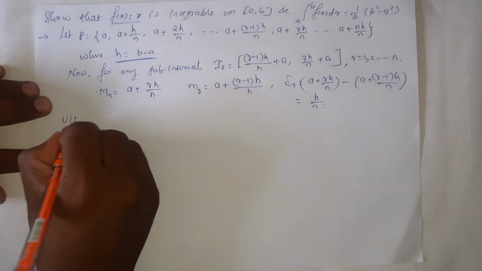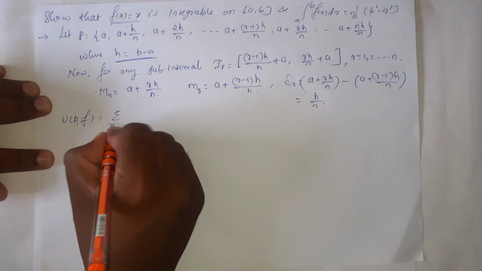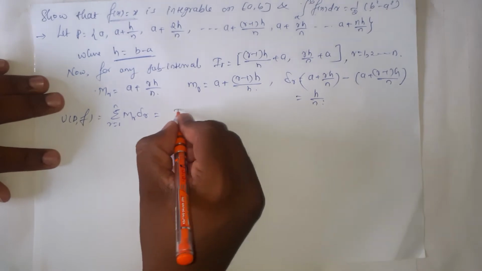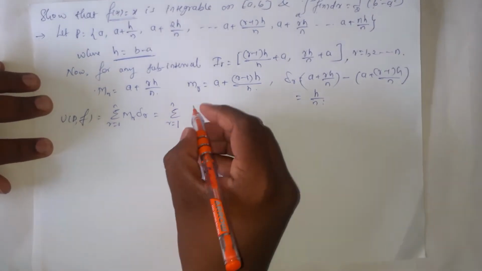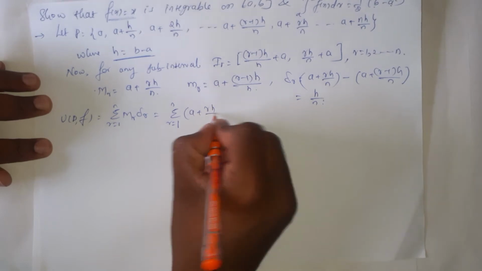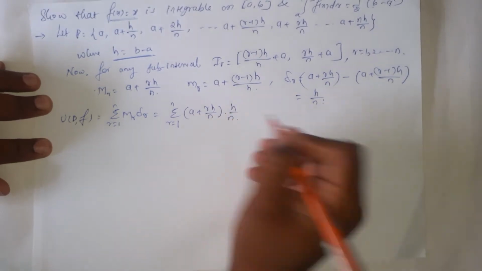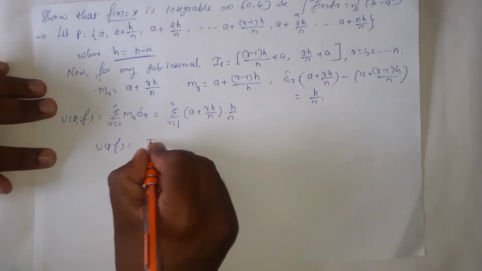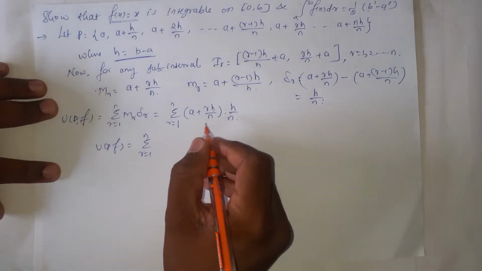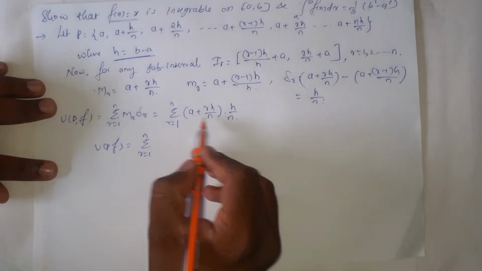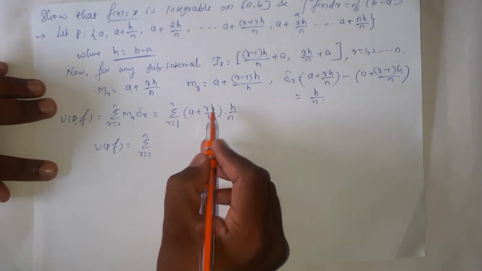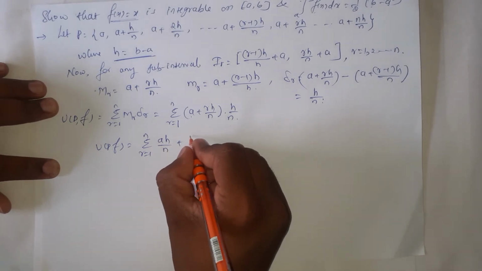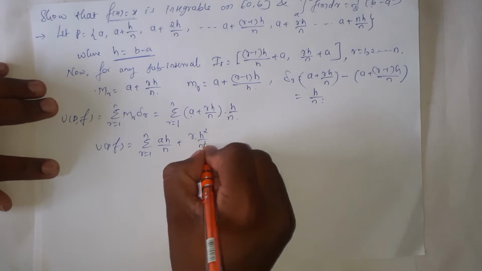So first U(P, f) is equal to summation over r is equal to 1 to n of M_r into delta r. So this one is summation over r is equal to 1 to n of M_r, which is a plus r into h by n, into h by n, because delta r is equal to h by n. So therefore U(P, f) is equal to summation over r is equal to 1 to n. So here multiply this h by n to these terms a and r h by n, that becomes a into h by n plus r into h square divided by n square.